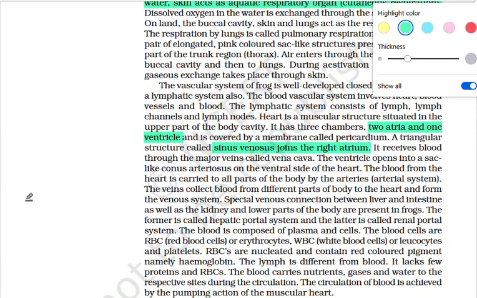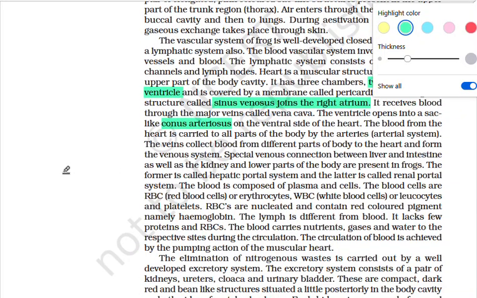The ventricles open into a sac-like conus arteriosus on the ventral side of the heart. The blood from the heart is carried to all parts of the body by the arterial system. The veins collect blood from different parts of the body to the heart and form the venous system.